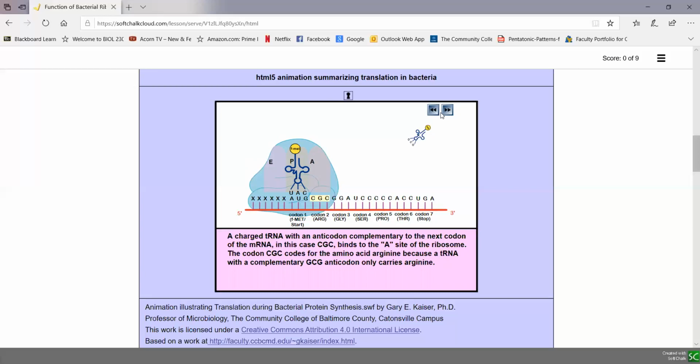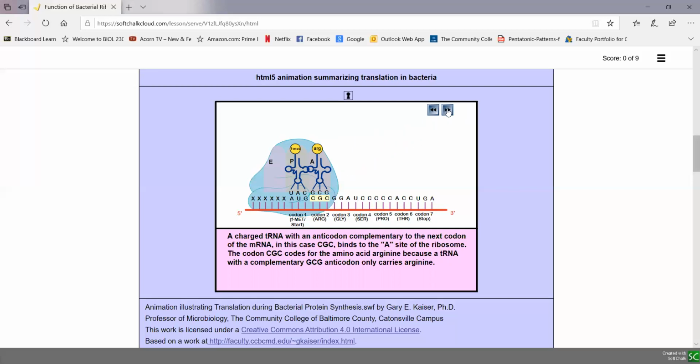So the next codon to be read is CGC, shown here under the A site on the 50S subunit. And if you look that up in your codon sheet, that codes for the amino acid arginine. And the reason for that is that the only transfer RNA that can complementary base pair with that is one that has a GCG anticodon. And a transfer RNA with a GCG anticodon can only carry the amino acid arginine. So as we see here, a transfer RNA with an anticodon GCG will hydrogen bond with a CGC codon, and that inserts arginine in the proper place.